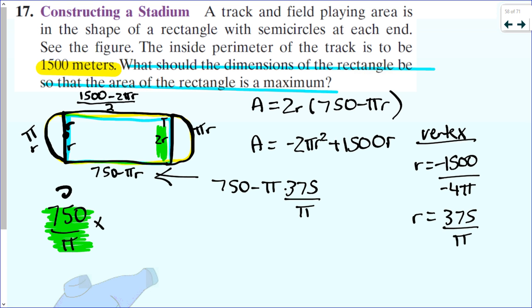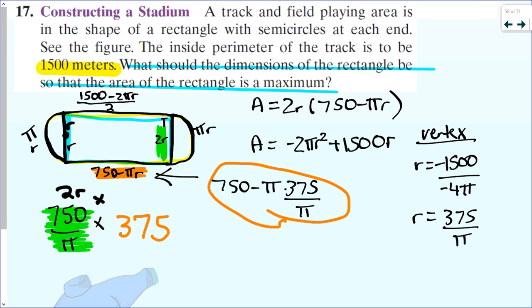So this is 2r by, and then I have to calculate what is 750 minus pi r. So 750 minus pi r is going to be all of this business, which is going to be 375. So that is 2r, 750 over pi is 2r. 750 minus pi r is 375. Because in this expression, the pi's cancel.